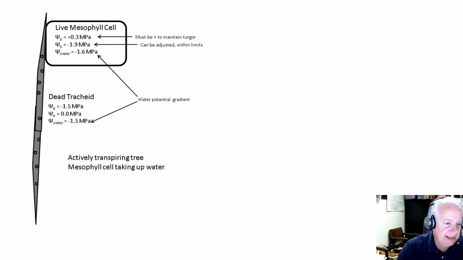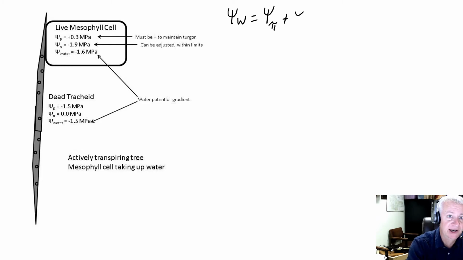What we have here is a diagram showing an interface between a tracheid in a needle. So this is essentially like a leaf vein in a needle, where that tracheid interfaces with a living mesophyll cell. Of course, that tracheid is dead, and the mesophyll cell is living. Keep in mind that water potential is the sum of osmotic, pressure, and gravitational components. We're going to ignore the gravitational components for this discussion, so we're looking at osmotic and pressure potential in these situations.